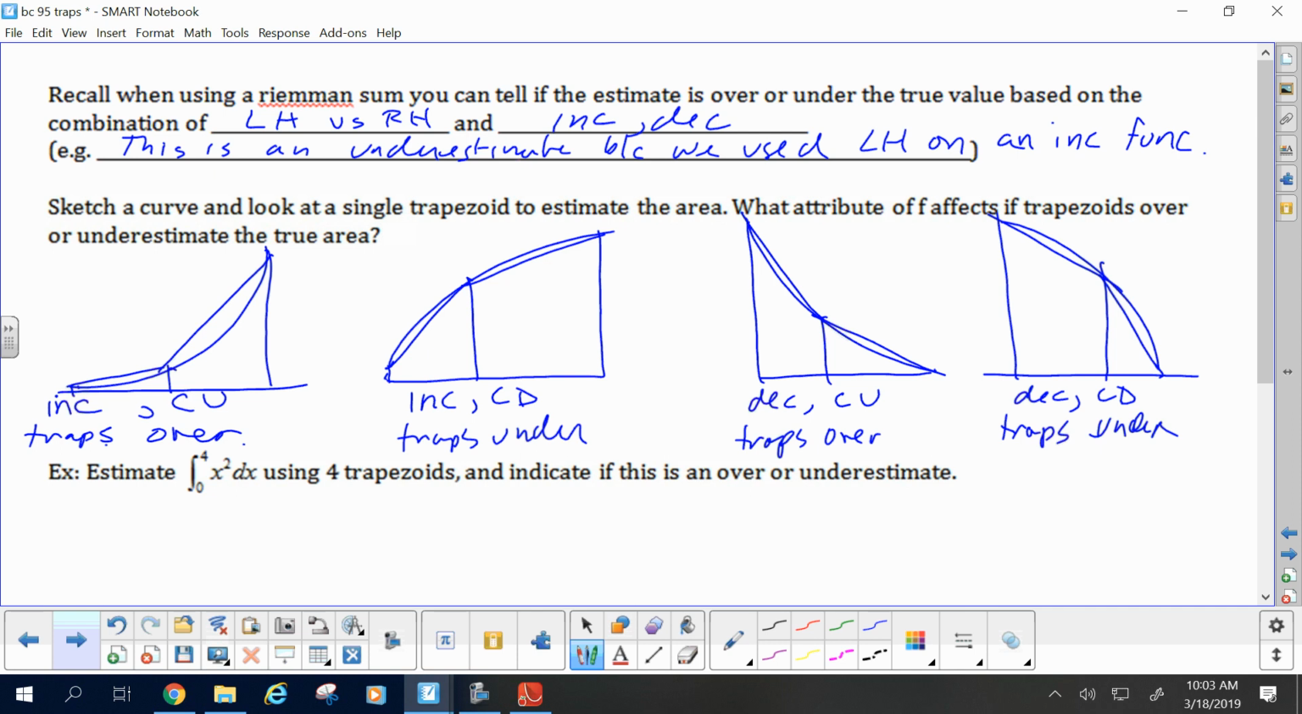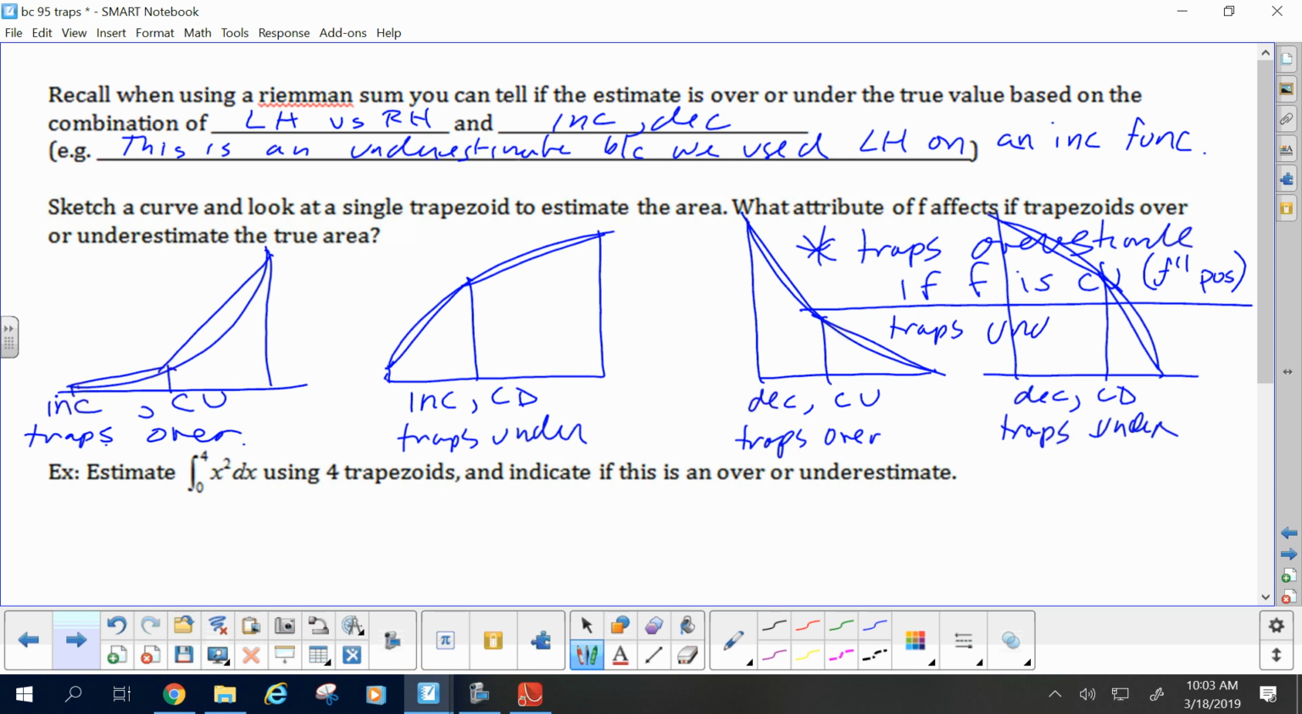So the note you have to get is that trapezoids overestimate if f is concave up, which would be because f double prime is positive in your justification. And trapezoids underestimate if f is concave down, which would be because f double prime is negative. All about concavity for trapezoids, increasing or decreasing for f. You with me? All right.